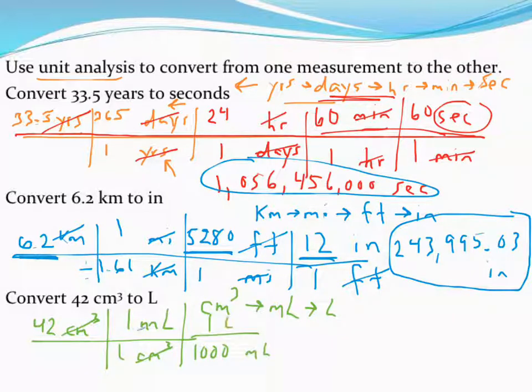Be careful on that conversion. 1 cubic centimeter is the same thing as 1 milliliter, so that's how you're doing that first step right there. I came up with an answer of 0.042 liters. Hopefully you did too.